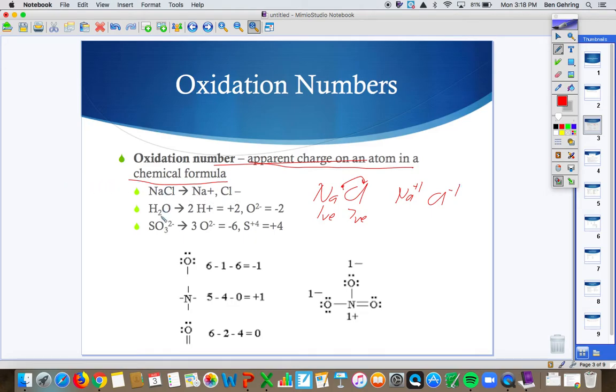In the case of water, I have H2O. Remember, hydrogen has 1 valence electron. Oxygen has 6. And this hydrogen also has 1. In this case, it's easier for hydrogen to give up its 1 electron and have an apparent charge of positive 1, and oxygen gained 2, so it's going to be negative 2. And that's what you see here.